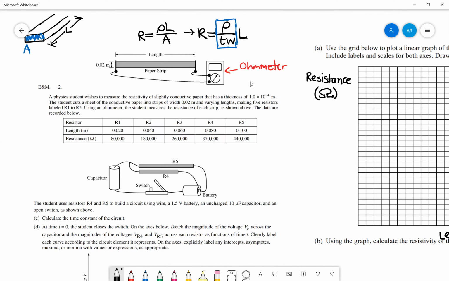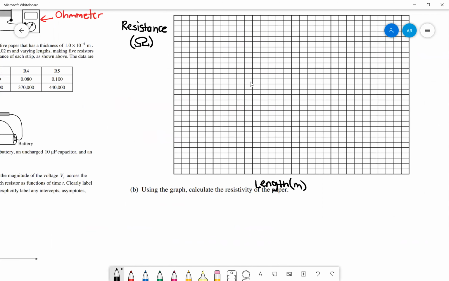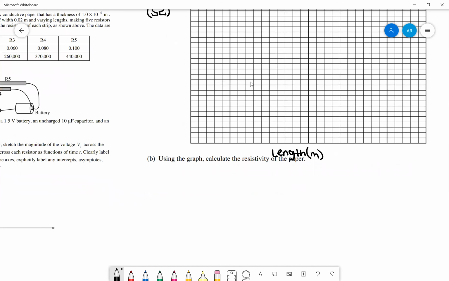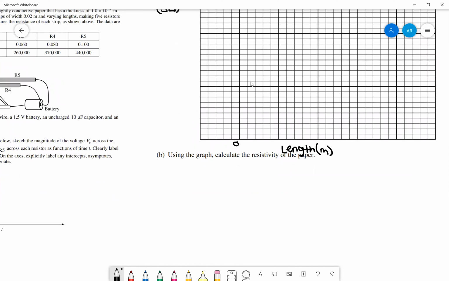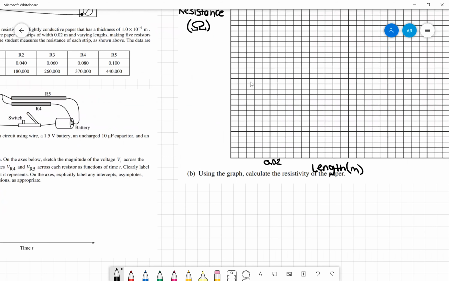So what can we do here? Now let's look at the length. If we look at the length over here, you can see that it goes from 0 to 0.1. So what I'm going to do is label these 0.02, because now you can create any scale you want. You just have to be mindful of that scale whenever you calculate the slope or anything like that.